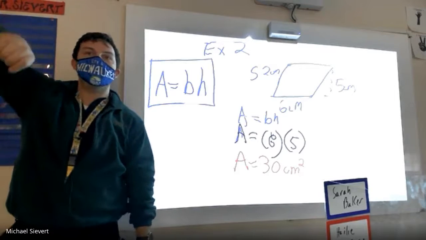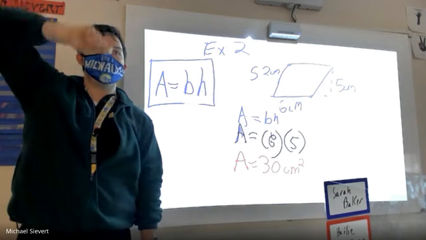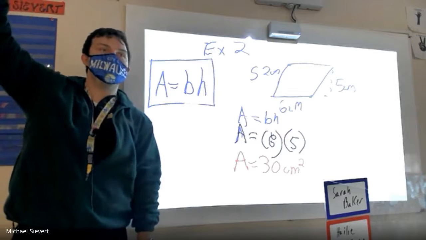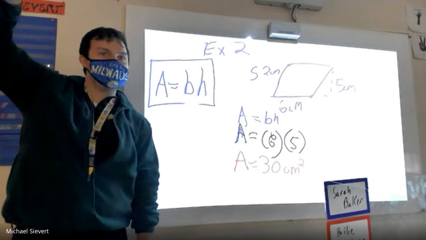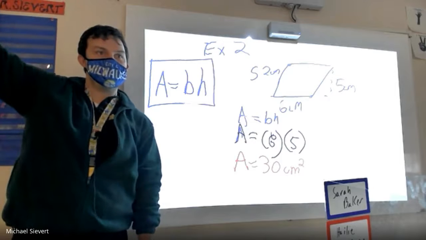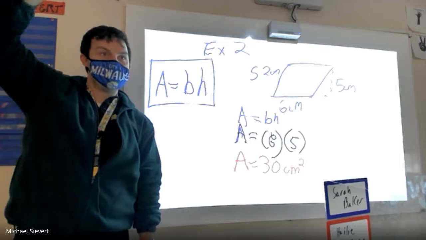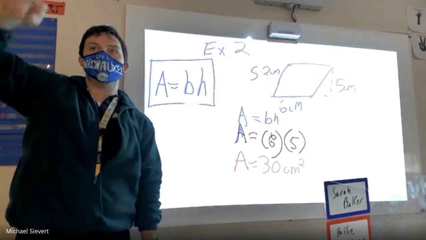So when I say perimeter, say outside. Perimeter? Outside. Perimeter? Outside. When I say area, you say inside. Area. Inside. Area. Inside. Perimeter. Outside. Area. Inside. Just on the back table.